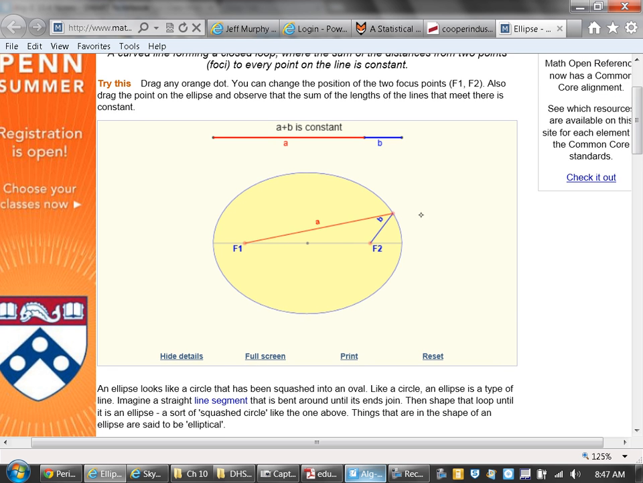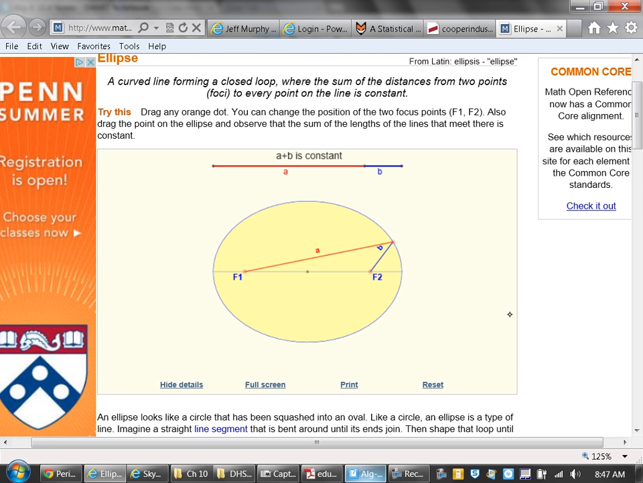That's cool. So what happens here is that it's a curved line forming a closed loop where the sum of the distances from two points, the foci, to every point on the line is consistent. It's basically an ellipse. It's a squished circle. It's two parabolas meeting in the middle. Think of it this way, it's a parabola going in both directions.